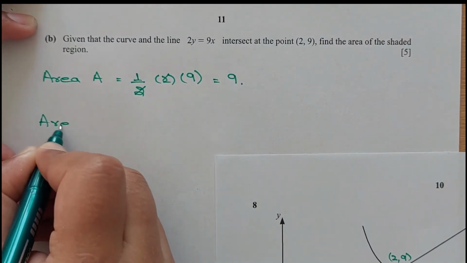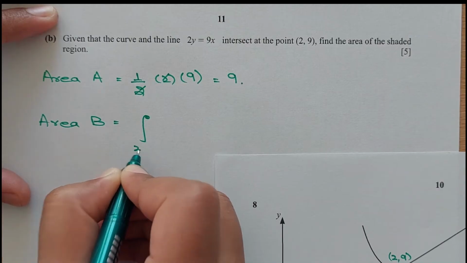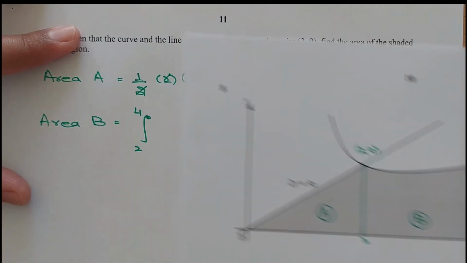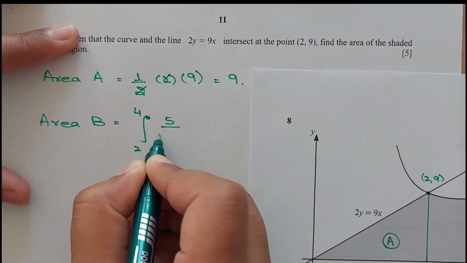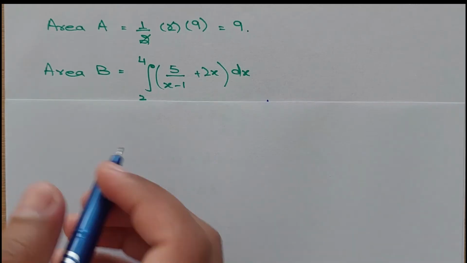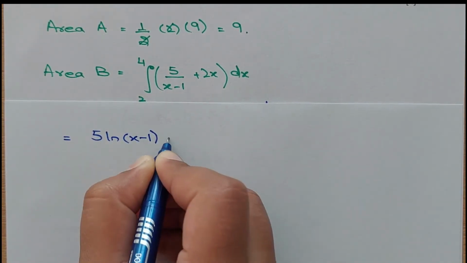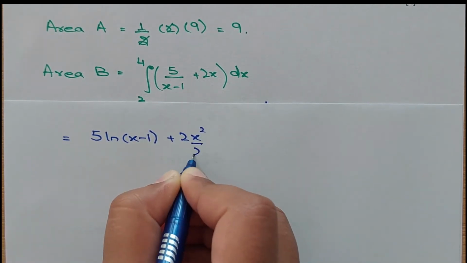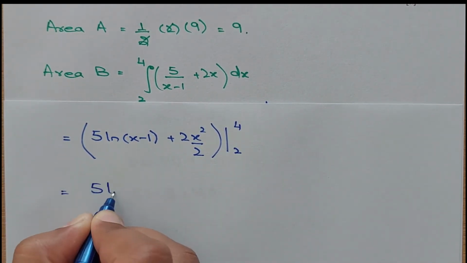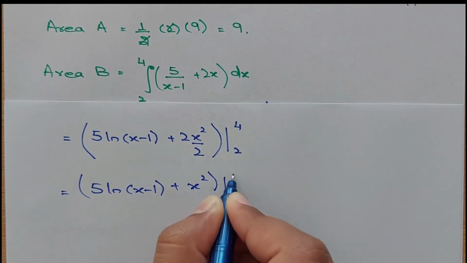Now let me do area B. Area B is the area under the curve. So this is the integration between 2 to 4, right? And we have a curve that is 5 over x minus 1, plus 2x, dx. So here we have 5 natural log of x minus 1, and the integration of 2x is x²/2, and the limits are from 2 to 4, right? So 5 natural log of x minus 1, plus x², and the limits are 2 to 4, right?